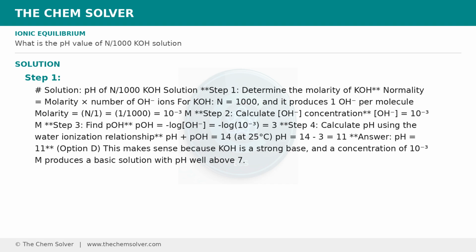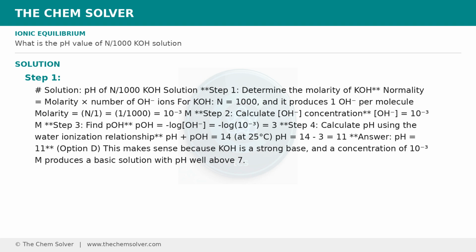Find the pH of an N/1000 KOH solution. Step 1. Determine the molarity of KOH. Normality equals molarity times the number of OH⁻ ions. For KOH, N equals 1/1000, and it produces 1 OH⁻ per molecule. Molarity equals N over 1, which equals 1 over 1000, which equals 10⁻³ M.